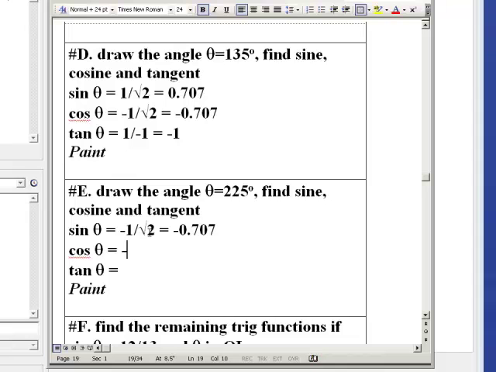For the cosine, third quadrant is also going to be negative, so it's negative 1 divided by the square root of 2. Comes out to negative 0.707. I just would like to put a 0 in front of that. And for the tangent, it's going to be negative 1 divided by negative 1, which equals positive 1. Let's go over to Paint and draw that.